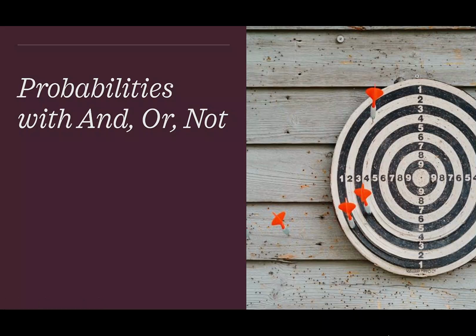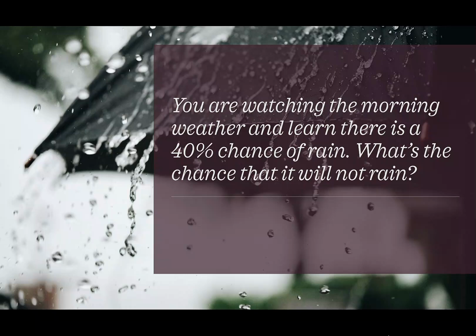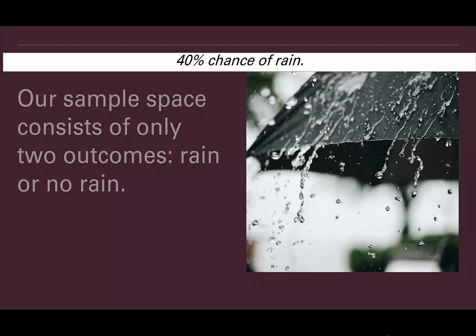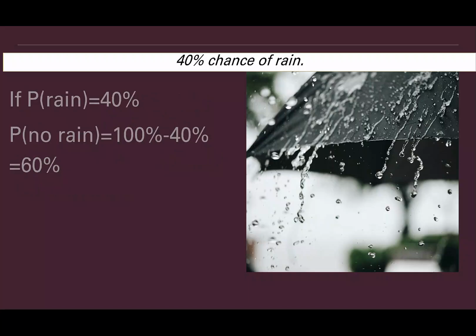Hi everybody, today we're talking about probabilities with and, or, and not. Say you're watching the morning weather and learn there's a 40% chance of rain. What's the chance it won't rain? Our sample space consists of only two outcomes. Either it rains or it doesn't rain. Because the probability of rain is 40%, the probability that it doesn't rain is 100 minus 40%, which is 60%.